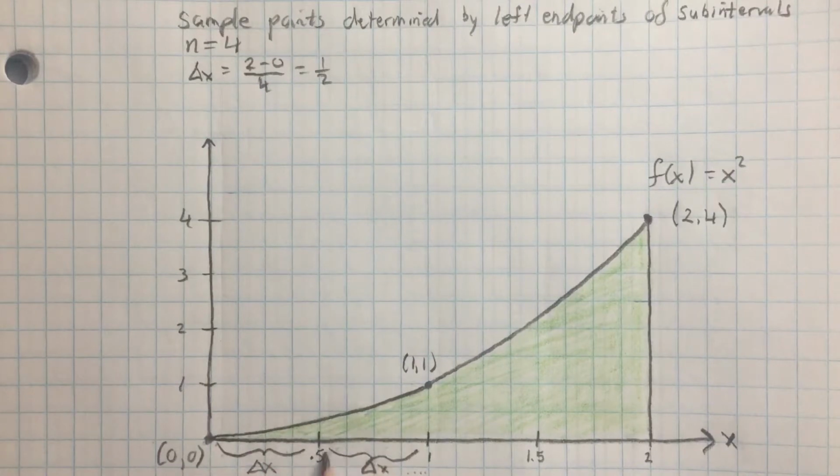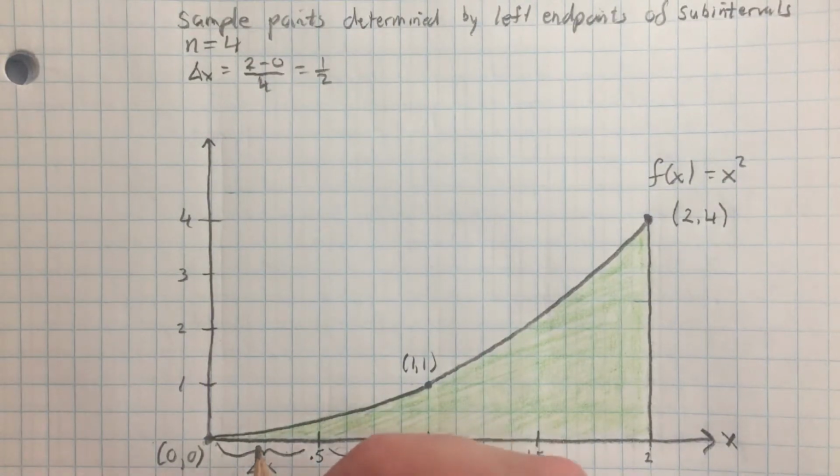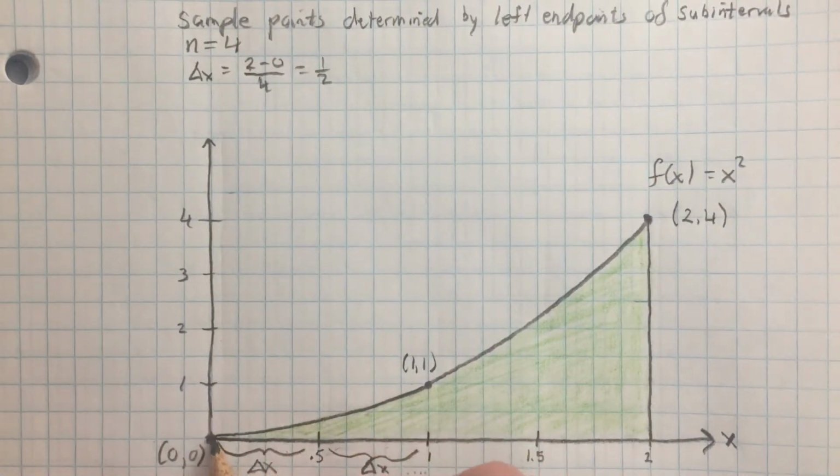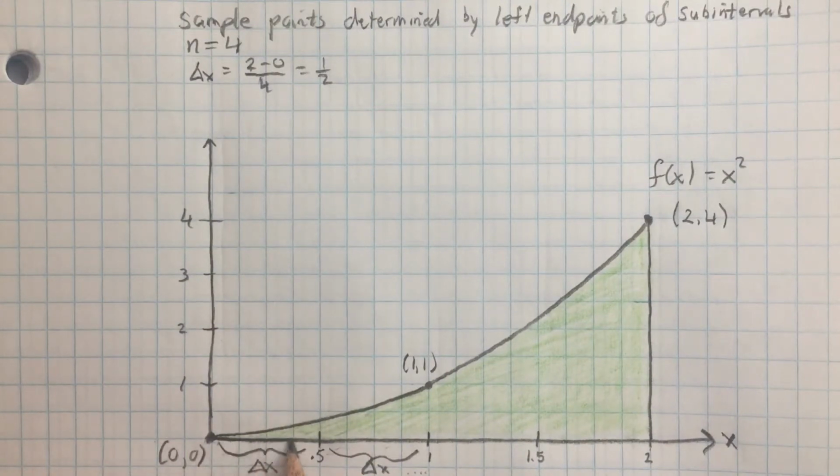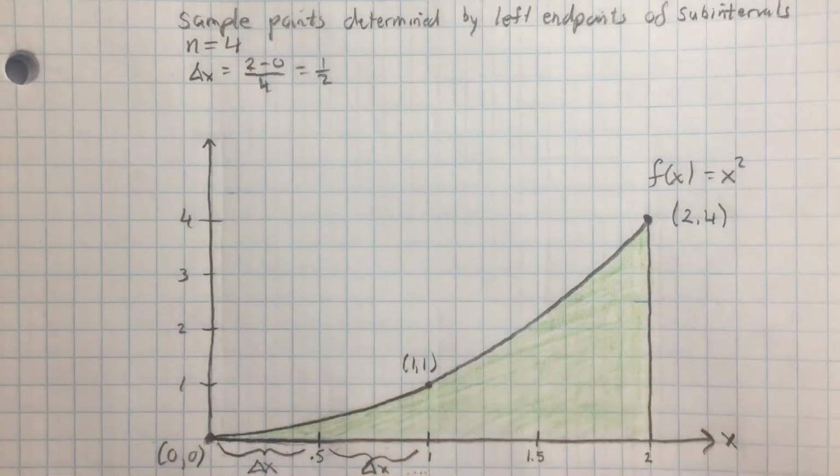Same base lengths. But if we're using the left endpoints, now the first rectangle height is determined by this point. On this first interval, 0 is the left endpoint, so that determines the height. So there's no height, because the function there is 0. 0 squared is 0. So this rectangle has no height, it will contribute no area. It's a vast under approximation to the green above it. Nevertheless, it's what it is, okay?